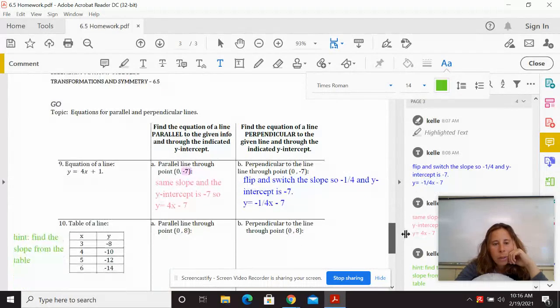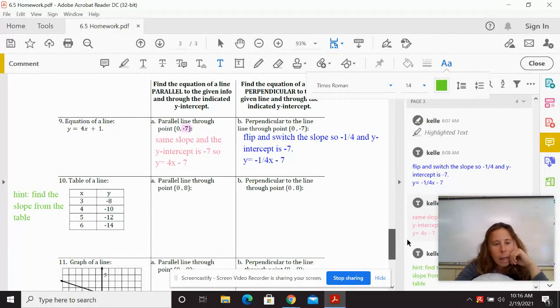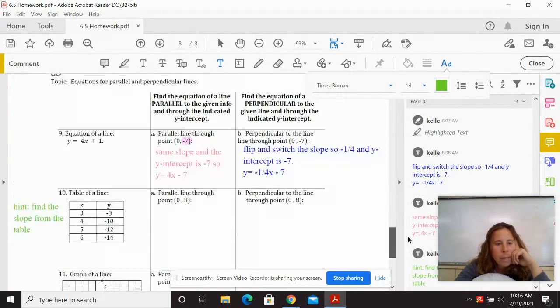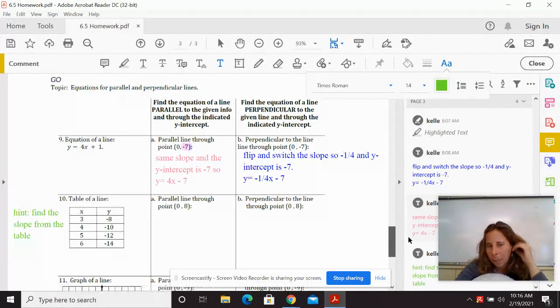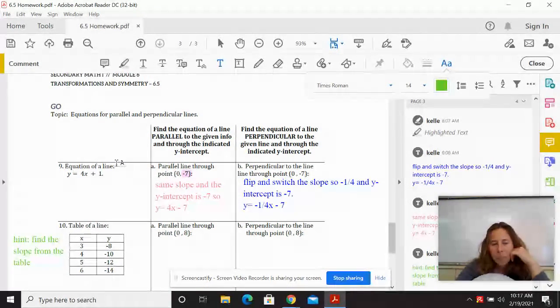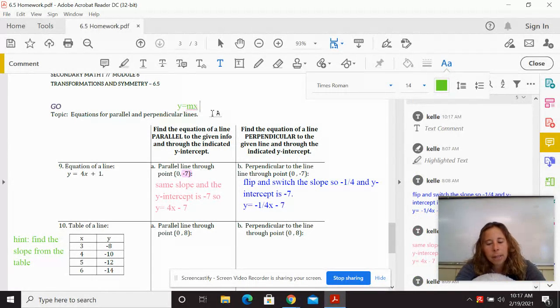All right, here we go. 9 through 11. I did number 9 for you as an example. They give you an equation of a line for number 9: y equals 4x plus 1. You have to find an equation of a line parallel and through the indicated y-intercept, and then perpendicular and through the indicated y-intercept. Your equation for a line is y equals mx plus b. m is your slope, b is your y-intercept.